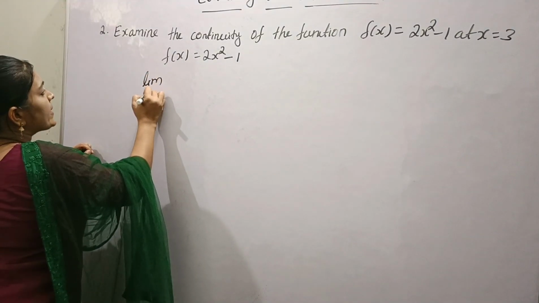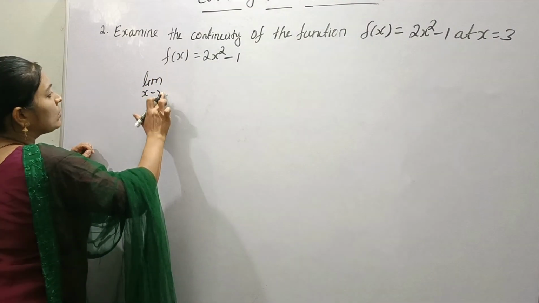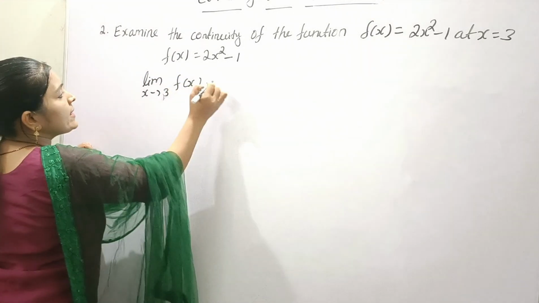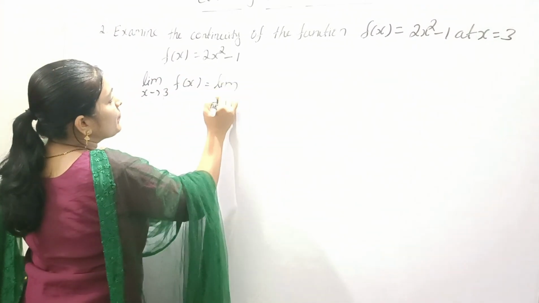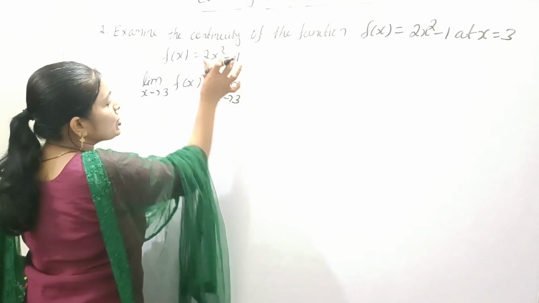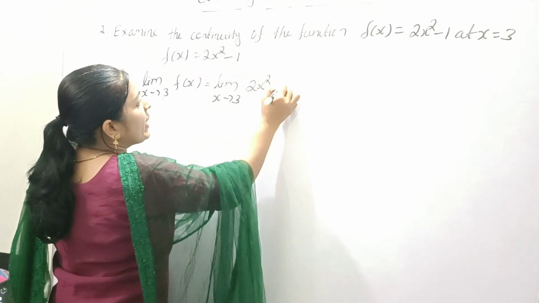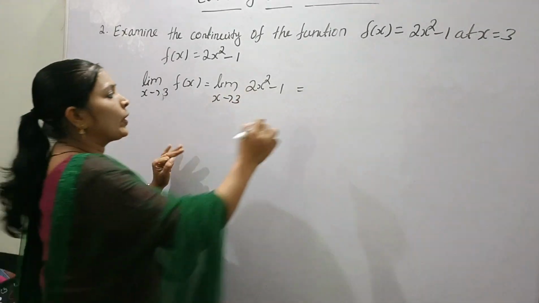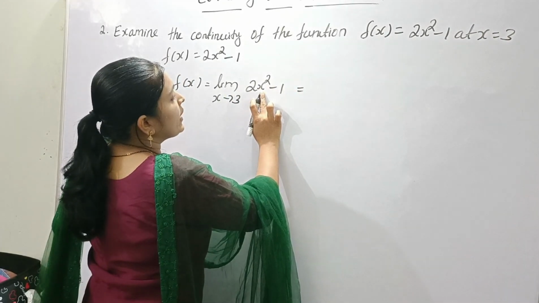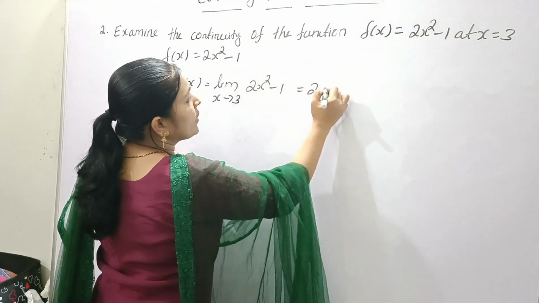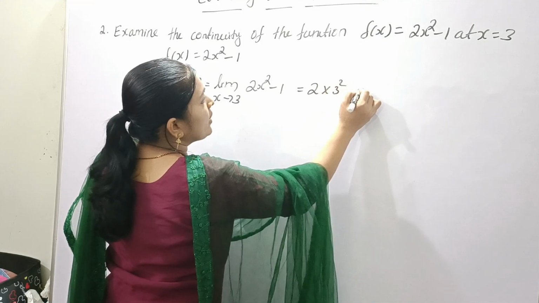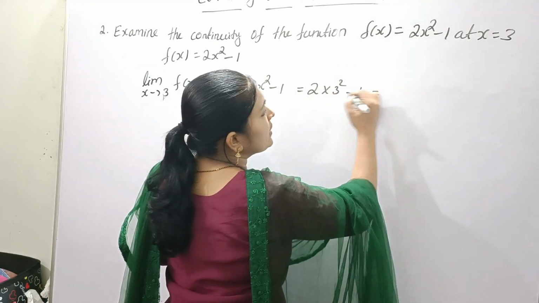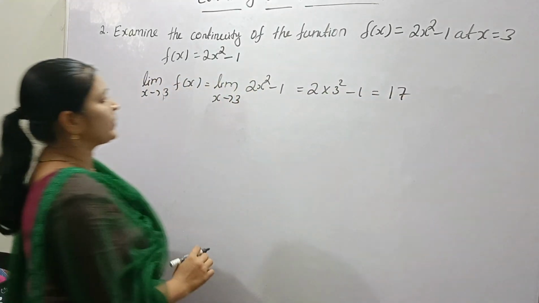Limit x tends to 3, f of x, that is equal to limit x tends to 3, our function is 2x square minus 1, that is equal to, substitute x is equal to 3. So x is equal to 3, square is 9. 2 into 3 square minus 1, that is 3 square 9, 9 into 2 is 18, 18 minus 1 is 17.